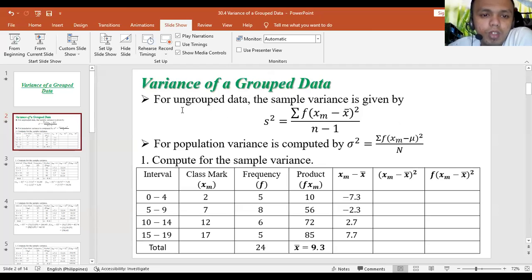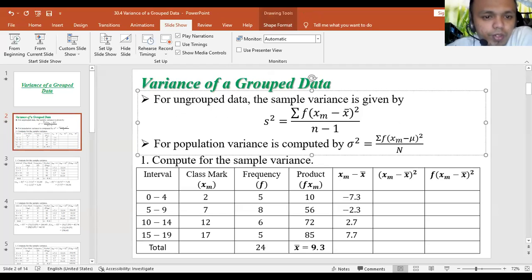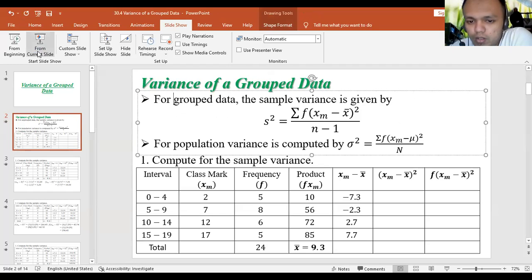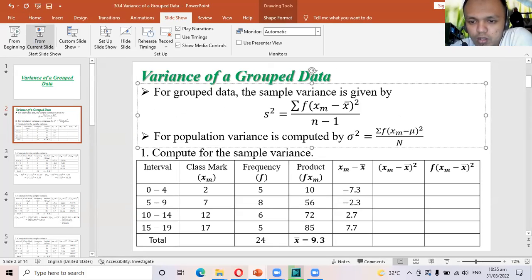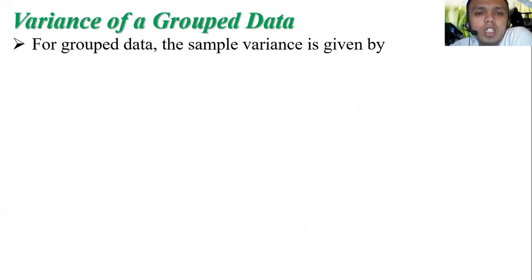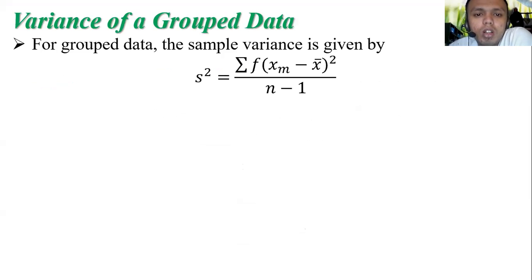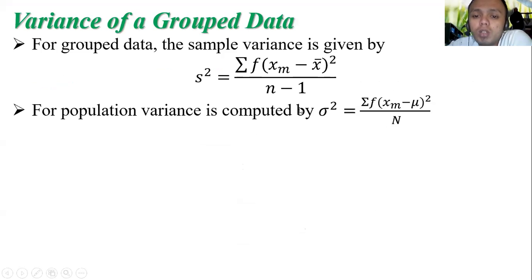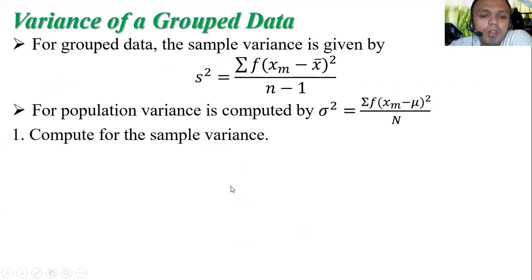Okay, this is the grouped, hindi ungrouped. For grouped data, the sample variance is given by S squared is equal to the summation of the frequency times the midpoint minus mean squared over n minus 1. That is for sample variance. For population variance naman, we use this formula. Compute for the sample variance.